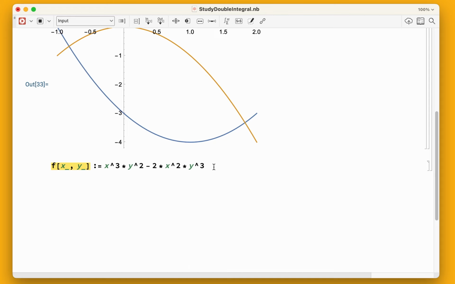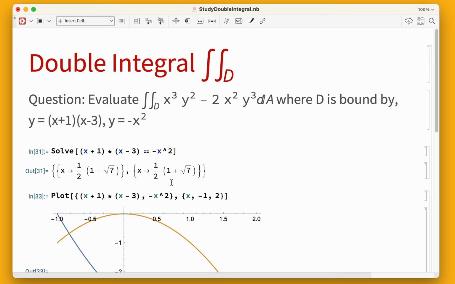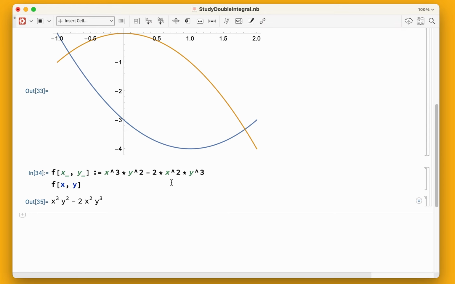And what I can do is also print it once so that it validates. So x cube y square minus 2x square y cube. Yeah, that's fine, that's our function. Now what we want to do is plot this function itself. We'll put in our x ranges and y ranges, and then we'll see how it actually looks.